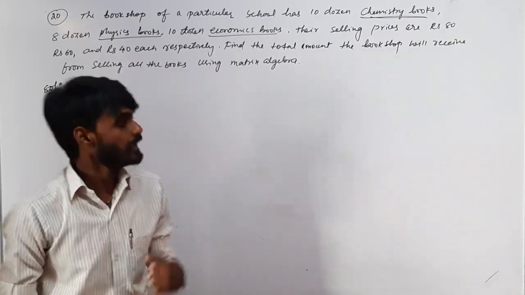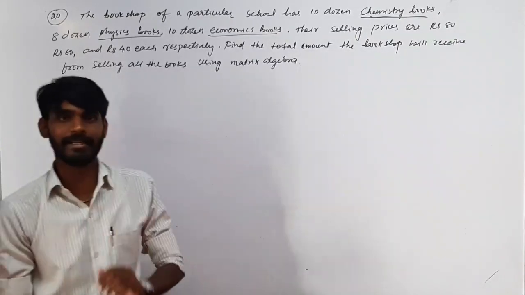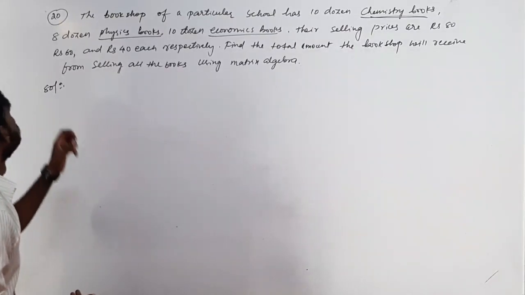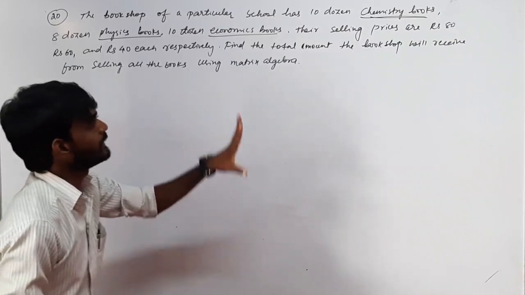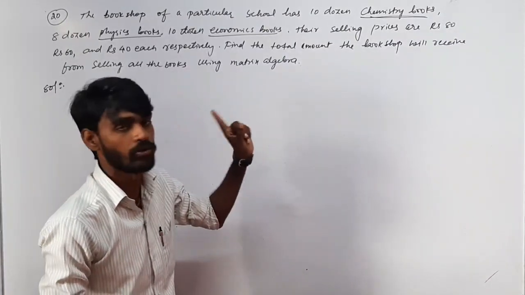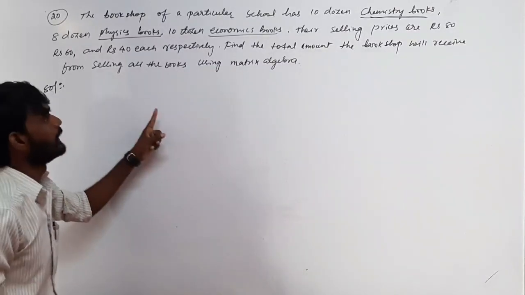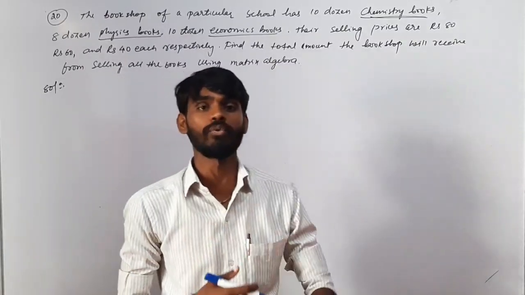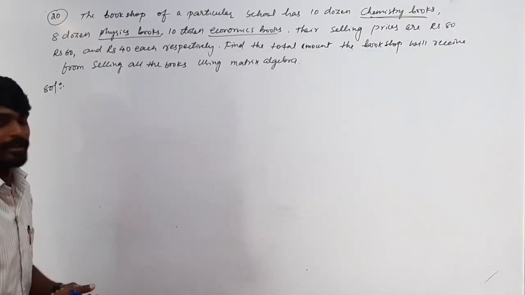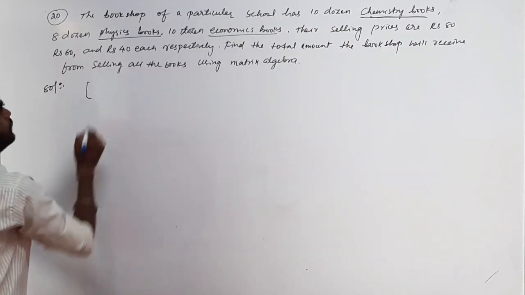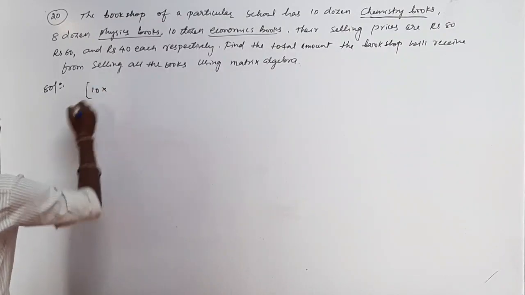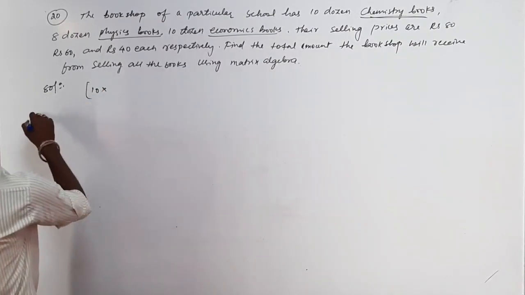Look at here friends, there are three types of books: chemistry, physics and economics. They have to sell 10 dozen chemistry books, 8 dozen physics books and 10 dozen economics books. The prices are 80, 60 and 40. We have to find the total amount the bookshop will receive. Now by using matrix multiplication, 10 dozen chemistry books. We already know that 1 dozen is 12 books, right?